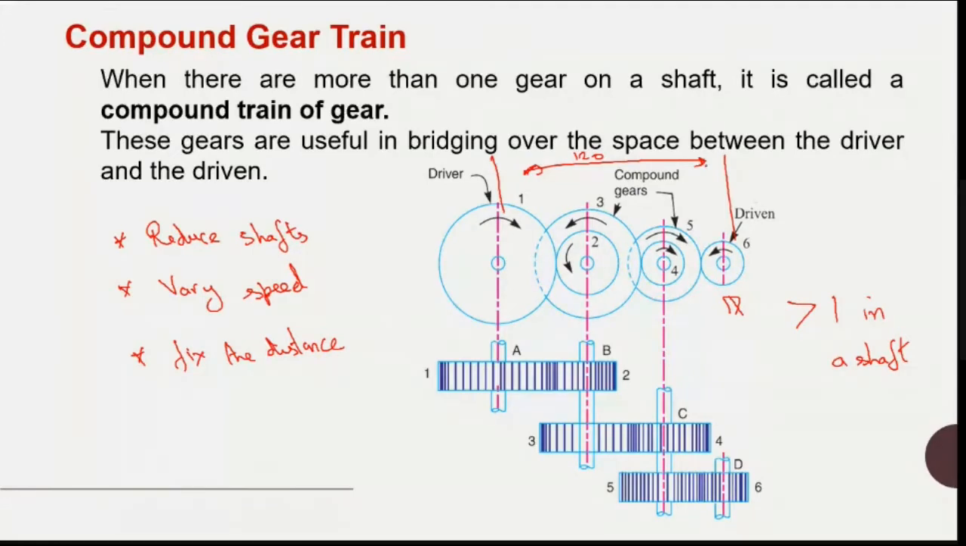What you have to do in a simple gear train is increase the length. The higher the length, the more you can vary the speed. But in compound, you can easily do that. You can vary the speed by including a few more gears and attaching them. Most gearbox designs will be of the compound type. All gearbox designs will be like this.